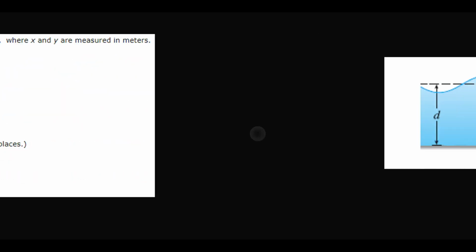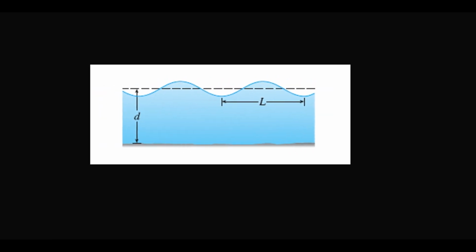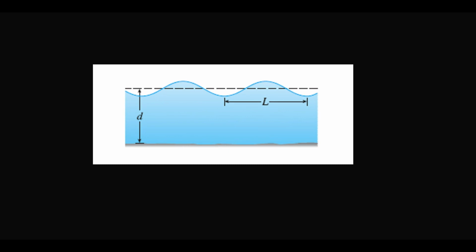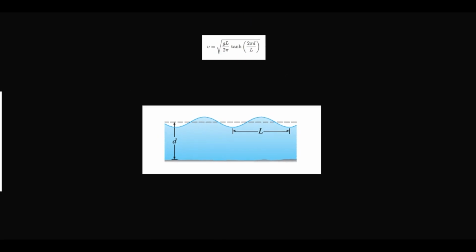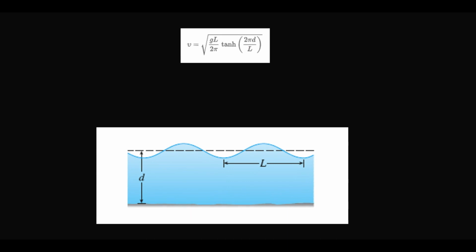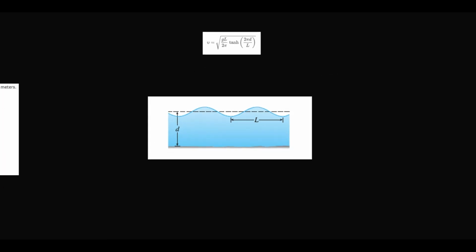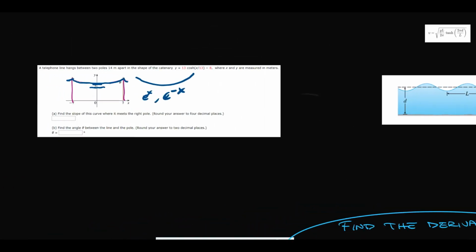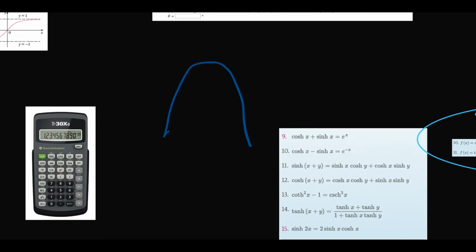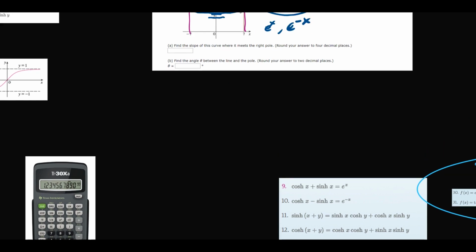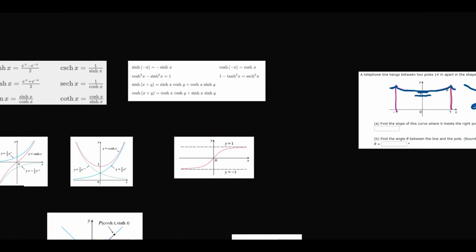There's another application as well. It's the application of waves in deep water and the velocity of the waves in deep water, and their expression can be written using hyperbolic tangent. There are a lot more applications of this, like the St. Louis arch. I didn't bring it here, but it's in the homework. The St. Louis arch is a hyperbolic cosine function.